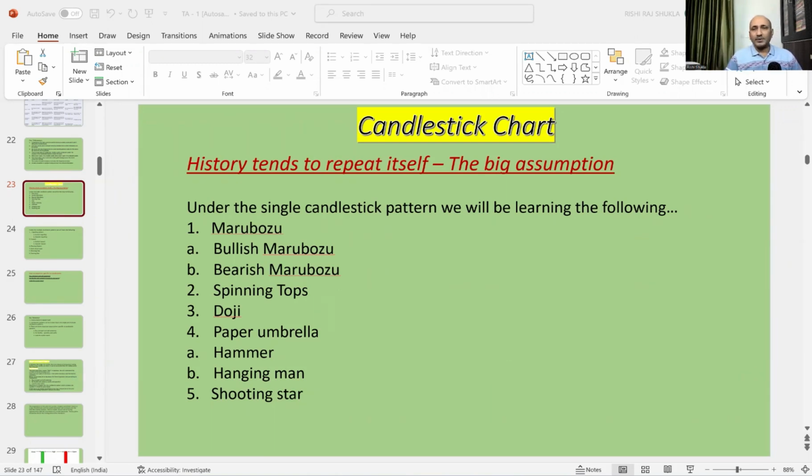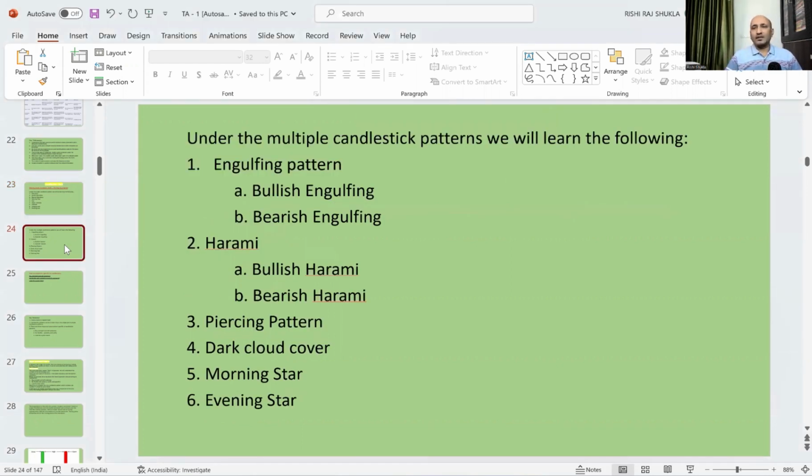Then spinning tops, doji, paper umbrella. Under paper umbrella, we will definitely discuss hammer, hanging man, and some others also, inverted hammer, all this we will see. Then we will see shooting star. So all these are single candlestick patterns. Then further we will move and see multiple candlesticks.